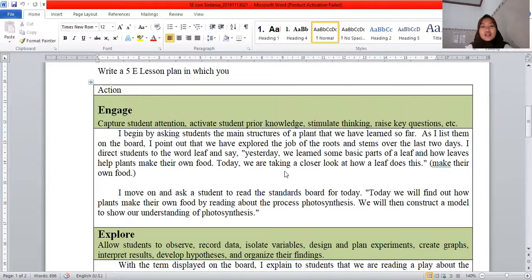Today, we are taking a closer look at how a leaf does this, or makes their own food. I move on and ask a student to read the standard word for today. Today, we will find out how plants make their own food by reading about the process of photosynthesis. We will deconstruct a model to show our understanding of photosynthesis.